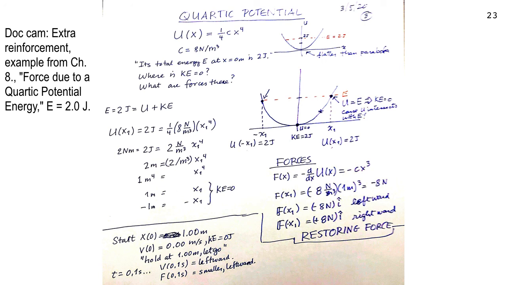All right, so let's figure out at t, let's say 0.1 seconds. Now we know the force here, as soon as you let go, you have a leftward force. So v of 0.1 second is going to be, now we don't know what the size of it is because we don't have a mass or anything, but it's going to be leftward, right? And F will be smaller and still leftward, right? All right, now I'm going to go to the next page.